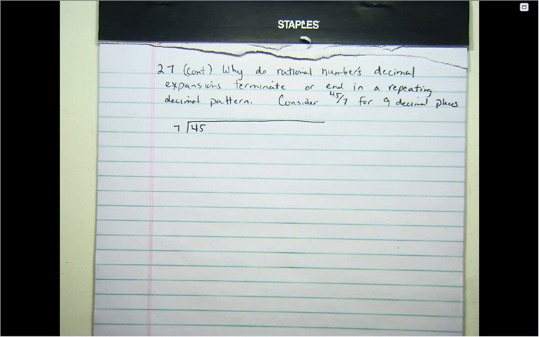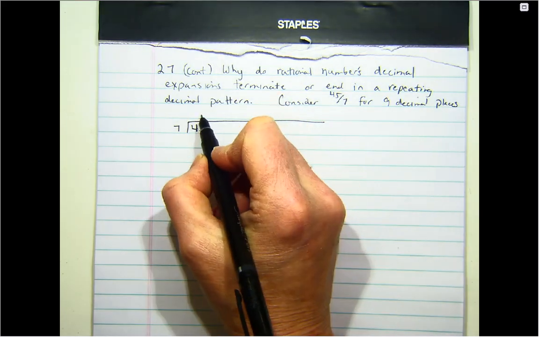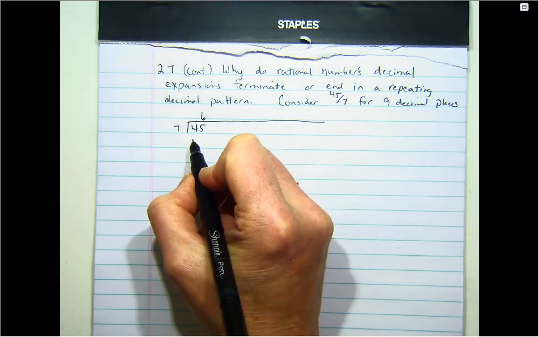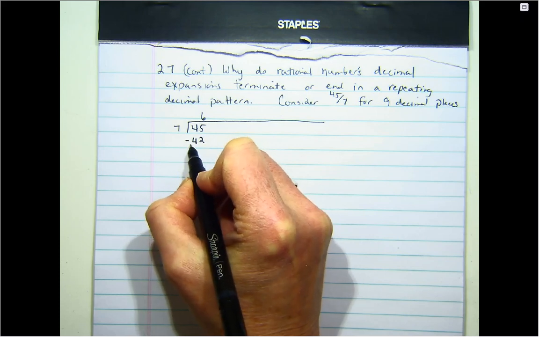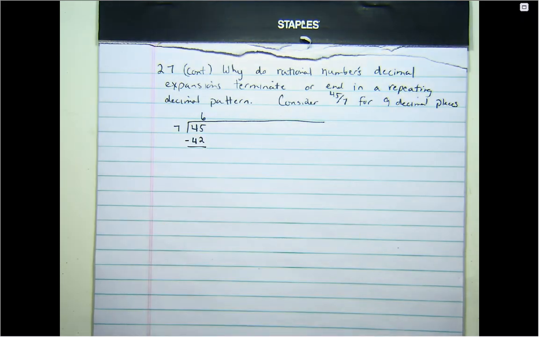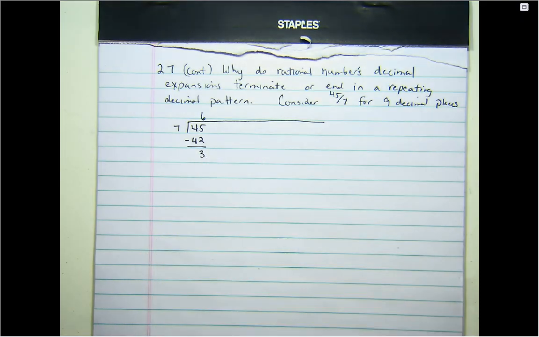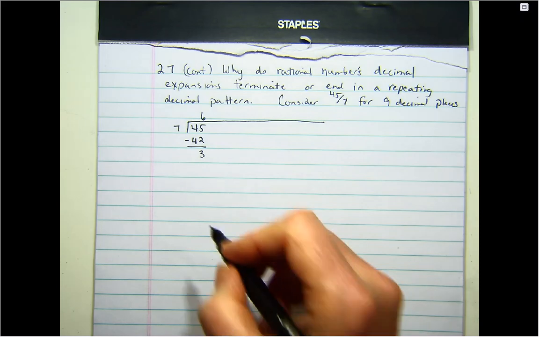Who remembers how to do long division? What number do we pick here? Pick 6, right? Because 7 goes into 45 6 times, and then you take the 6 and you say 6 times 7. 6 times 7 is 42, and you write the 42 here, and then you subtract. 45 minus 42 is 3. Now what do we do? Do you bring a 0 down? Yep, you bring a 0 down.